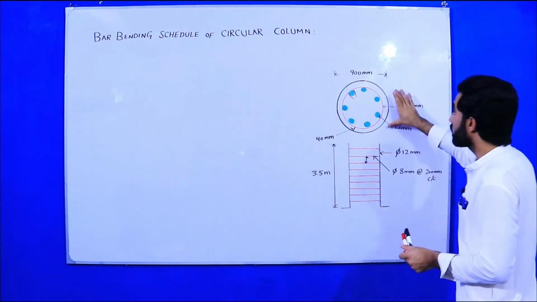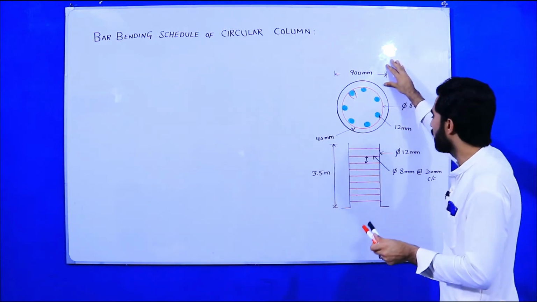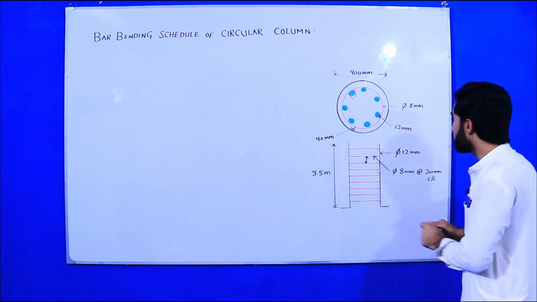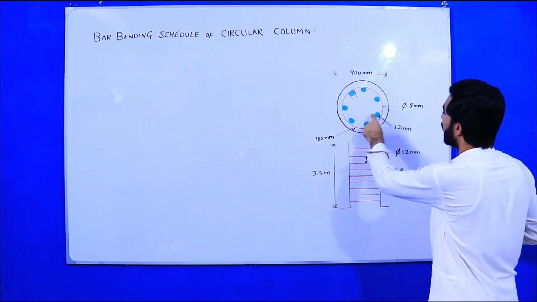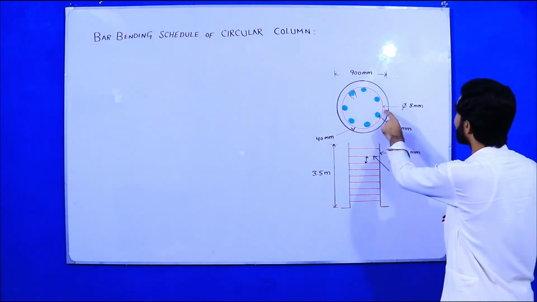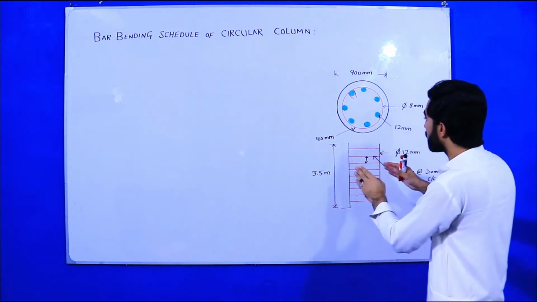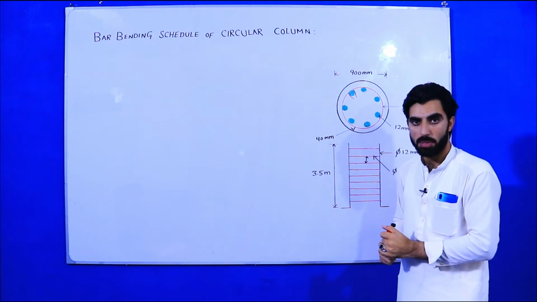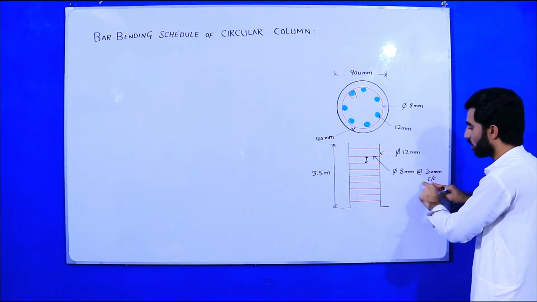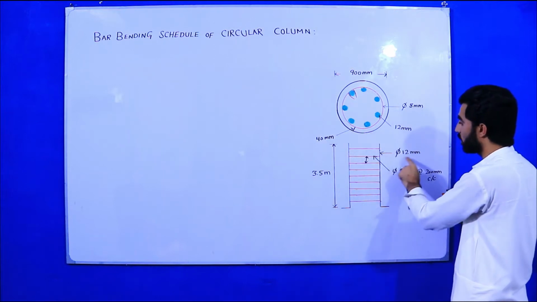Guys, you can see this is a circular column whose diameter is 900 millimeter or 0.9 meter, and the height of the column is 3.5 meter. As you can see, here we have 7 longitudinal bars whose diameter is 12 millimeter, and the diameter of the lateral tie is 8 millimeter, right? And the concrete cover is 40 millimeter. Spacing between two lateral ties is 200 millimeter, whose diameter is 8 millimeter. As I told you, the longitudinal bar diameter in this section is 12 millimeter.